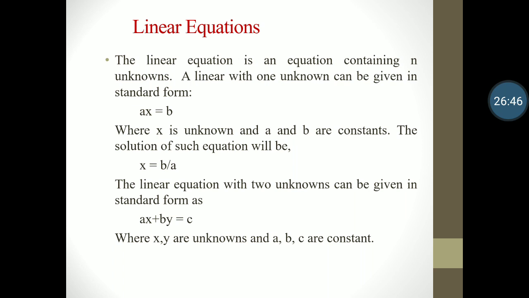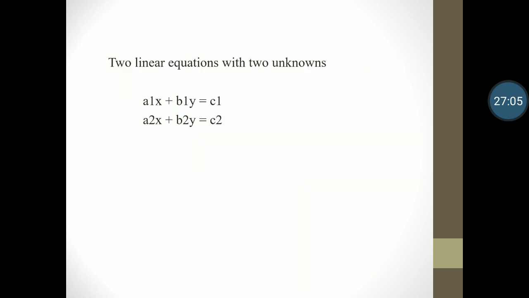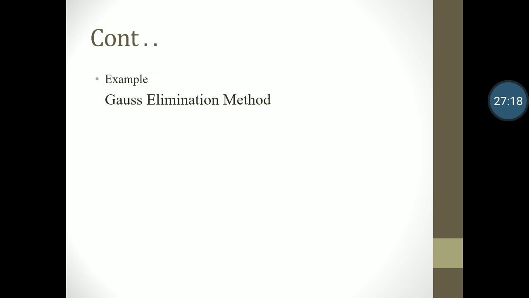Second thing is a linear equation with two unknowns. For example, we have the equation ax plus by is equal to c. So this is an example of an equation with two unknowns. Here, two linear equations with two unknowns is also an example. For linear equations, the best example is the Gauss elimination method. The Gauss elimination method will consider these linear equations.